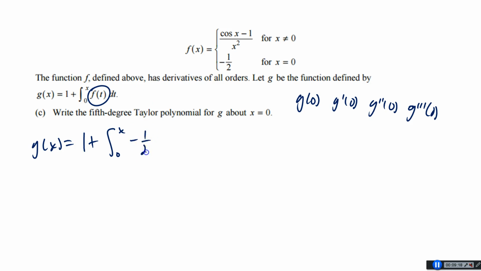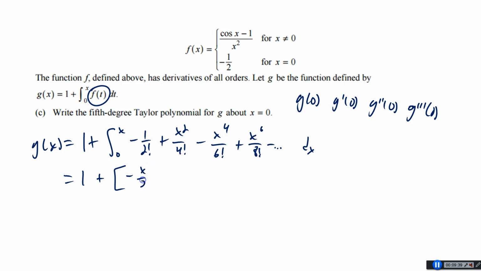It's negative 1 over 2 factorial plus x squared over 4 factorial minus x to the 4th over 6 factorial, x to the 6th over 8 factorial, blah, blah, blah, dx. Okay, now let's just antiderive this. So this is 1 plus negative x over 2 factorial plus x cubed over 3 times 4 factorial minus x to the 5th over 5 times 6 factorial.